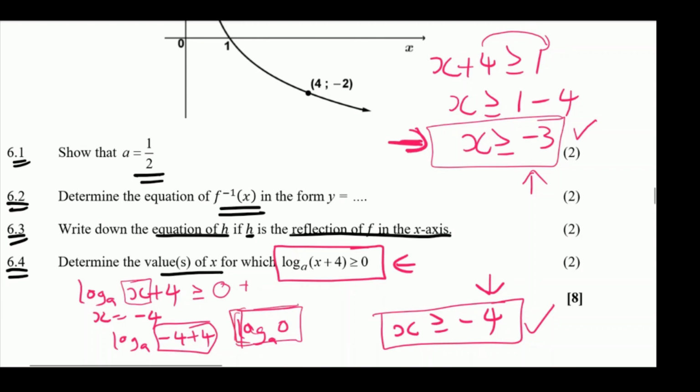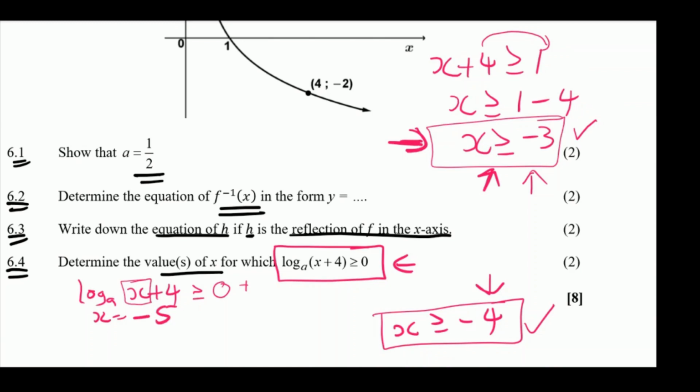But now let's test another value that is greater, because this says greater or equal to -3. So let's test a greater value also. We're going to test x being equal to -5. So if we say log base a of (-5 + 4), -5 plus 4 gives you log base a of -1. So this doesn't give you a solution, right? It doesn't give you a solution.